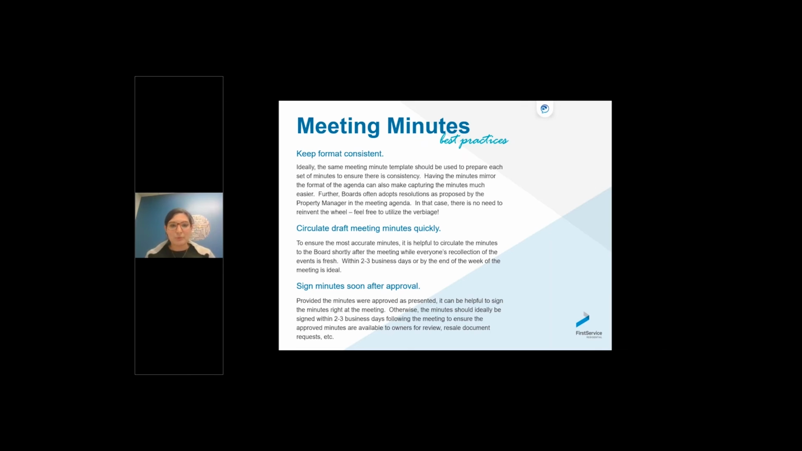One tip for board members: your managers will often include a proposed resolution for the board that the board oftentimes adopts with a small tweak. In that case, feel free to use that verbiage. You don't need to reinvent the wheel. It can make your life much easier, especially if you structure the minutes to follow the agenda for the board meeting. It can really make preparation of those meeting minutes after the meeting straightforward and easy.